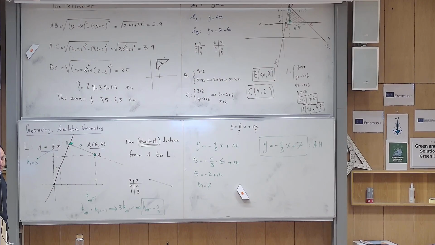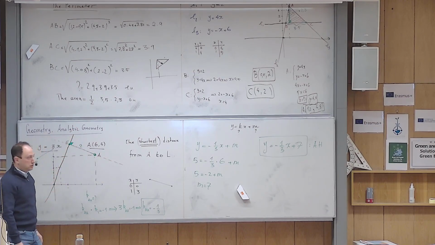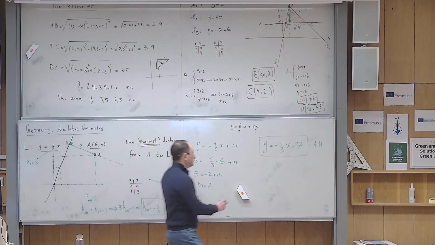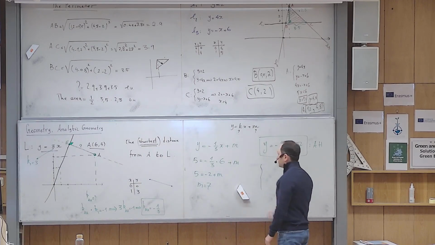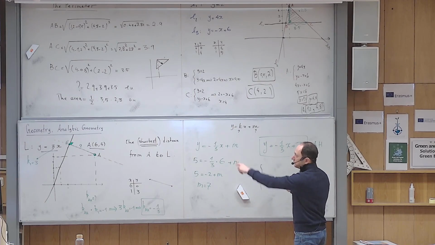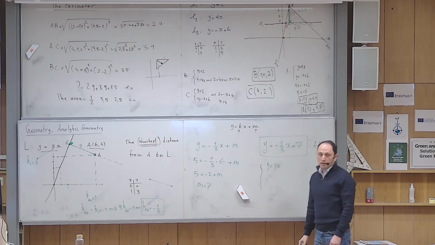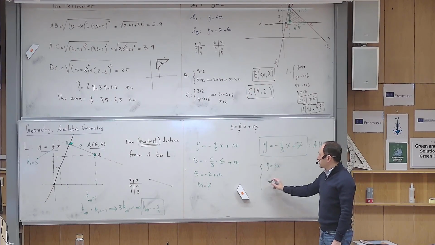Yeah, if you find the intersection first. Intersection? Because that is the intersection between these two. So what should I do to find the intersection? I have to solve the system. One equation was given to me from the beginning: y is equal to 3x. And the other equation, I found it myself.